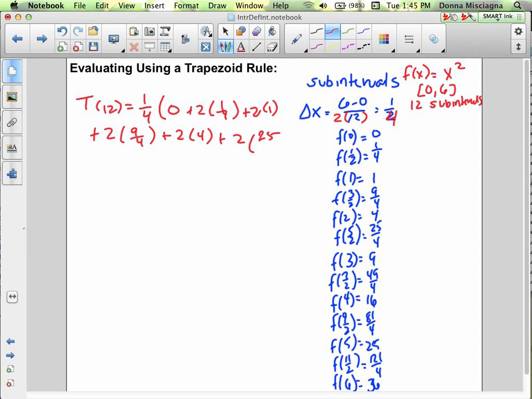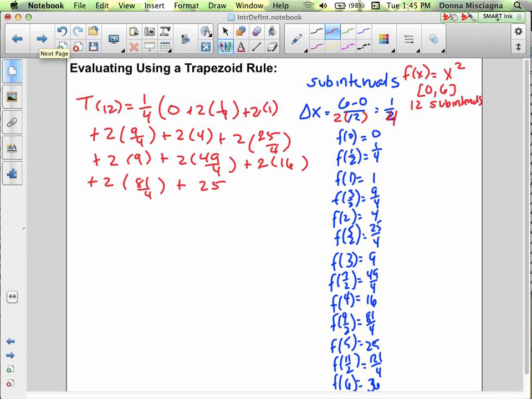25/4, that 4 really does blend in, plus 2 times 9, plus 2 times 49/4, plus 2 times 16. And it's easy to leave a number off, especially when you have this many. So I like that idea I came up with: count, and make sure we got the right amount of values. Now we're not going to have 12 values for the trapezoid rule. We'll actually have 13, right? Because we used every value.